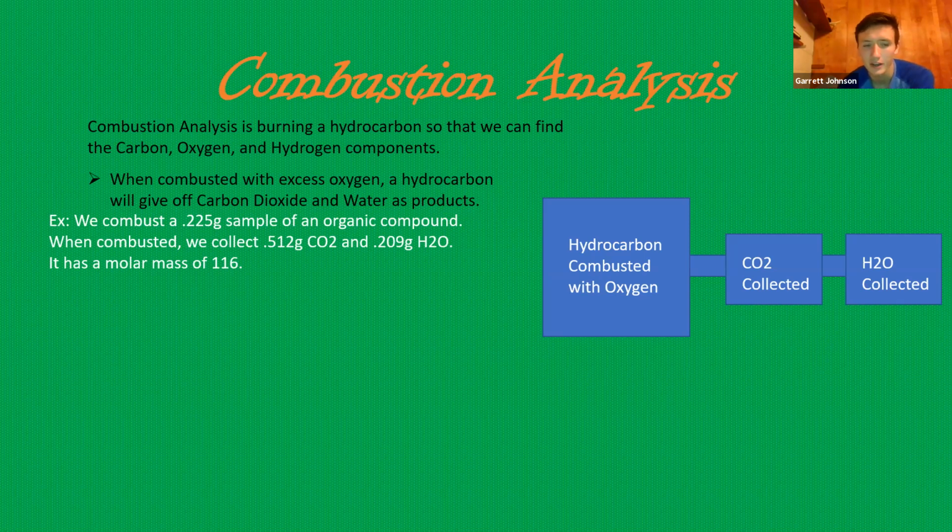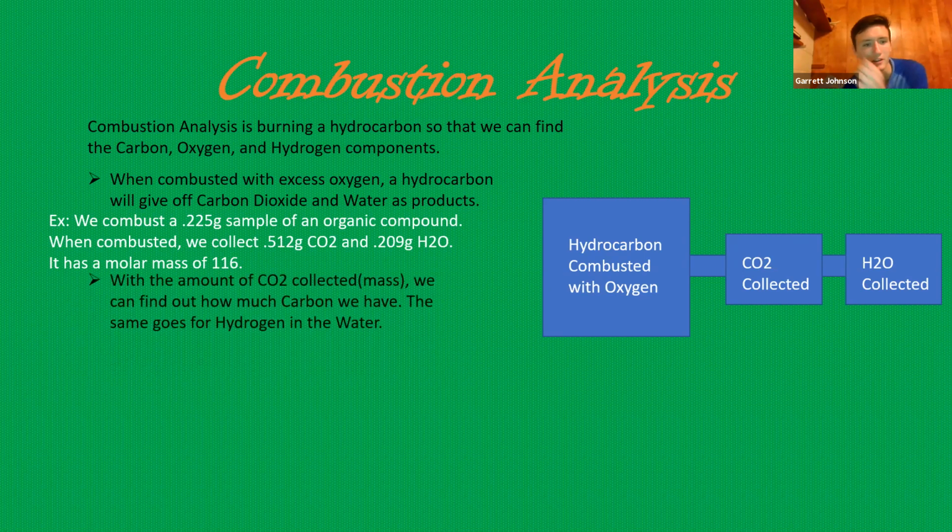So we collected these numbers. Even though our organic compound sample was only 0.225 grams, we collected 0.5, so more than double the weight in carbon dioxide. Isn't that interesting? And water we collected almost the same weight as the compound that we put in. So we have 0.209 grams of water, 0.512 grams of carbon dioxide, and 0.225 grams of the compound.